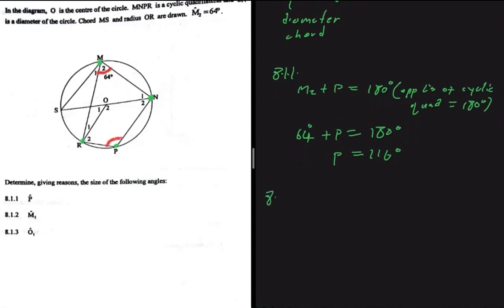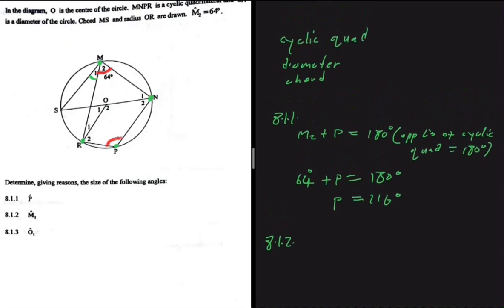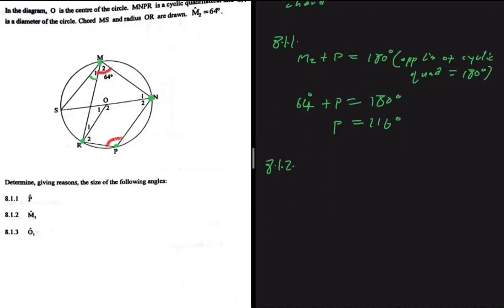And then 8.1.2 is saying let's determine the size of M1. So M1 is this angle here, right? So let's go to our keywords. We've used a cyclic quad already, and M1 has nothing to do with the cyclic quad, right? So now let's use the keyword diameter. If we use the keyword diameter there, we'll see that M1 plus M2 should be equal to 90 degrees, right? Because they're being subtended by diameter SN.